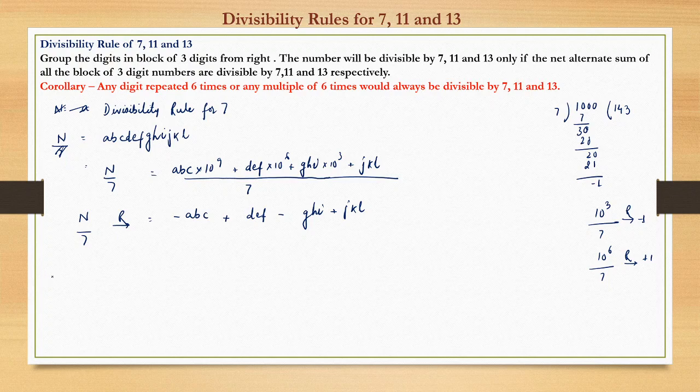I take one example, say suppose 2359476. What I do, I make groups of 3. Here only one digit is left, so I write 002. So this way, I add 476 plus 002. This becomes 478, and the other group is 359, so that I will subtract.